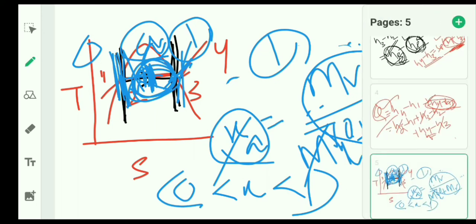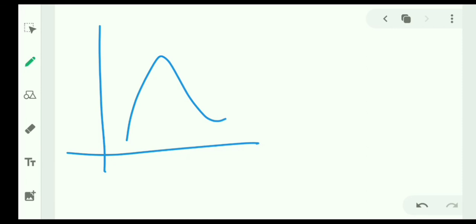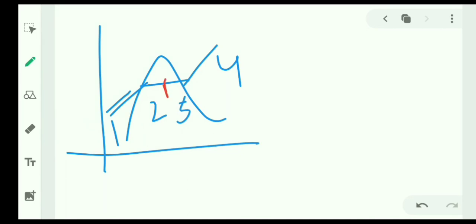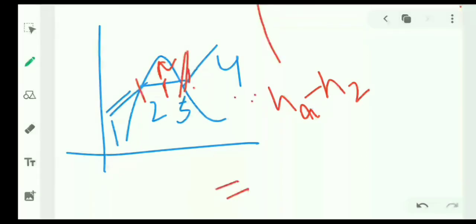Next, let me draw this diagram again. It is somewhat like this. Let us mark points 1, 2, 3, and this is 4, and we need to calculate the heat required to reach this point. Let it be A. So I need to calculate HA minus H2, the heat required to reach from point 2 to point A.